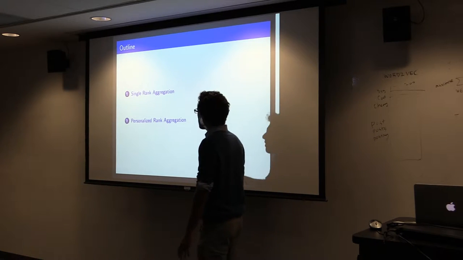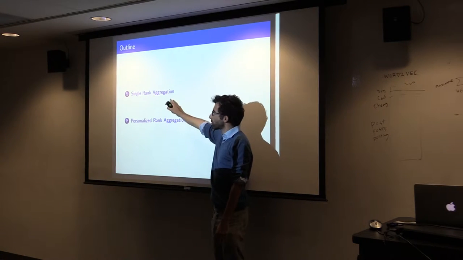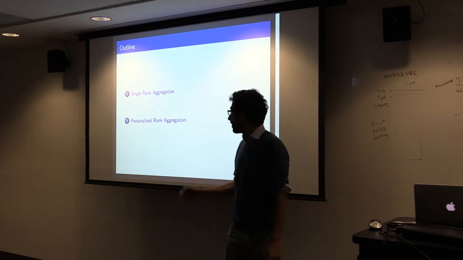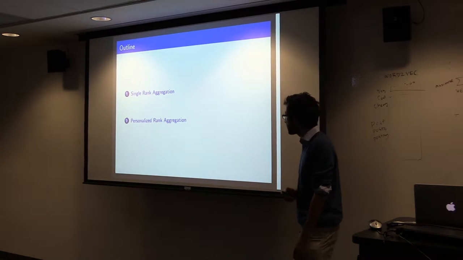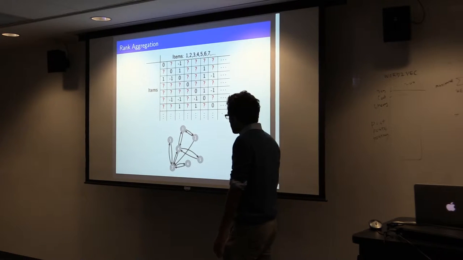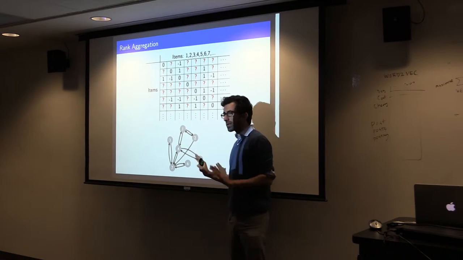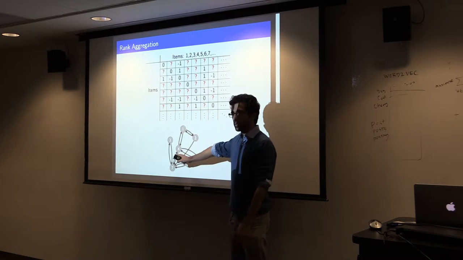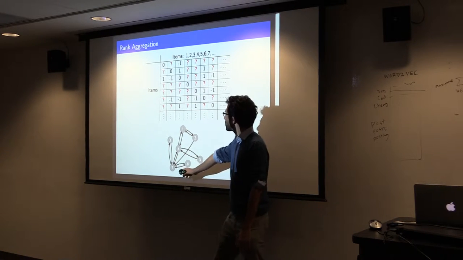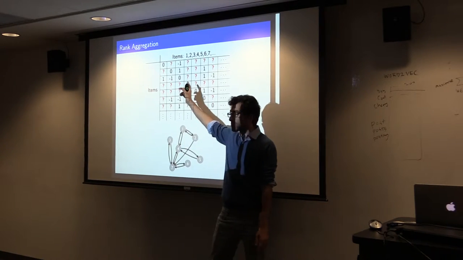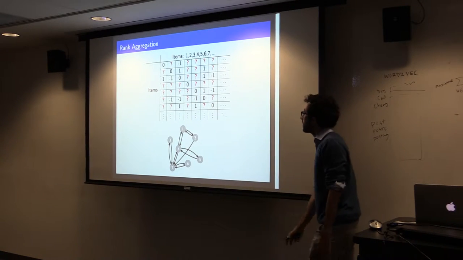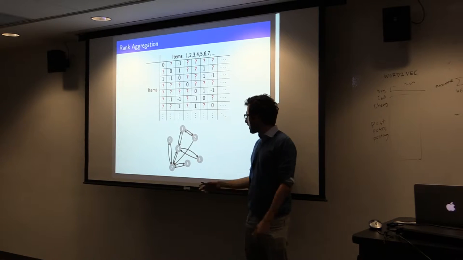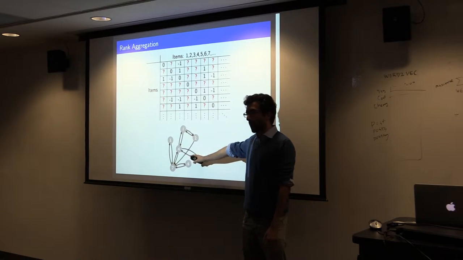All right, so the outline here is we're gonna go through the single rank aggregation problem and then talk about the personalized rank aggregation setting. So the single rank aggregation problem, you can effectively just model it as some type of directed graph. So I have an item by item matrix, and I observe outcomes: plus one if item i beats j. And then I can encode that into a directed graph.